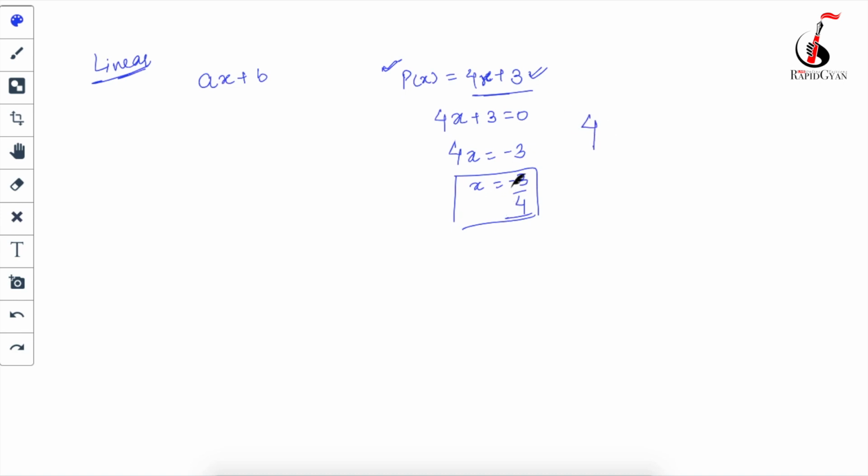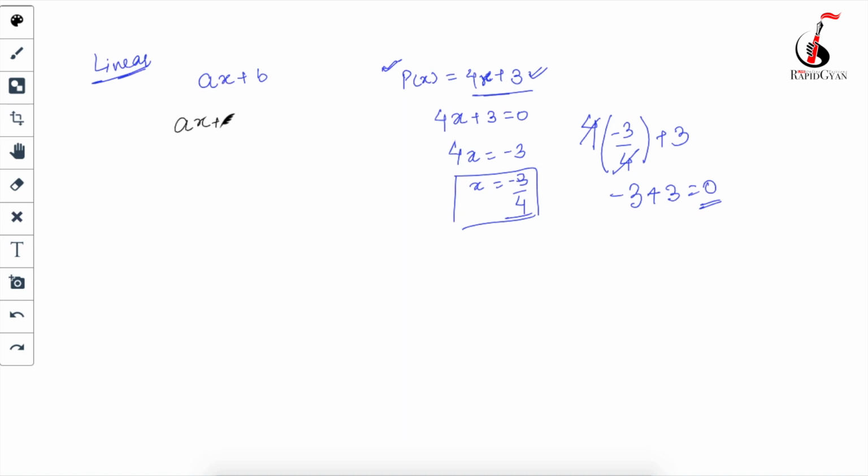I will just show it. I replace the value of x with -3/4, so this is 4 × (-3/4) + 3. The 4 will be cut out, so this is -3 + 3, which equals 0.